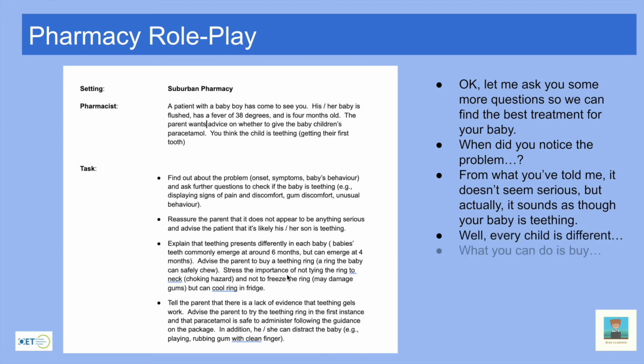Well, each child is different, but what you can do is buy a teething ring, but make sure you don't. So that's the key, that's the trigger to give the advice. Make sure you don't tie the ring to the baby's neck because that could be a choking hazard, but you can cool the ring in the fridge but not in the freezer. The patient is obviously going to ask something there, the carer, and the next step is to tell the parent that there is a lack of evidence that teething gels work and advise them to try the ring in the first instance, and then paracetamol is fine as well, as long as they follow the guidance.